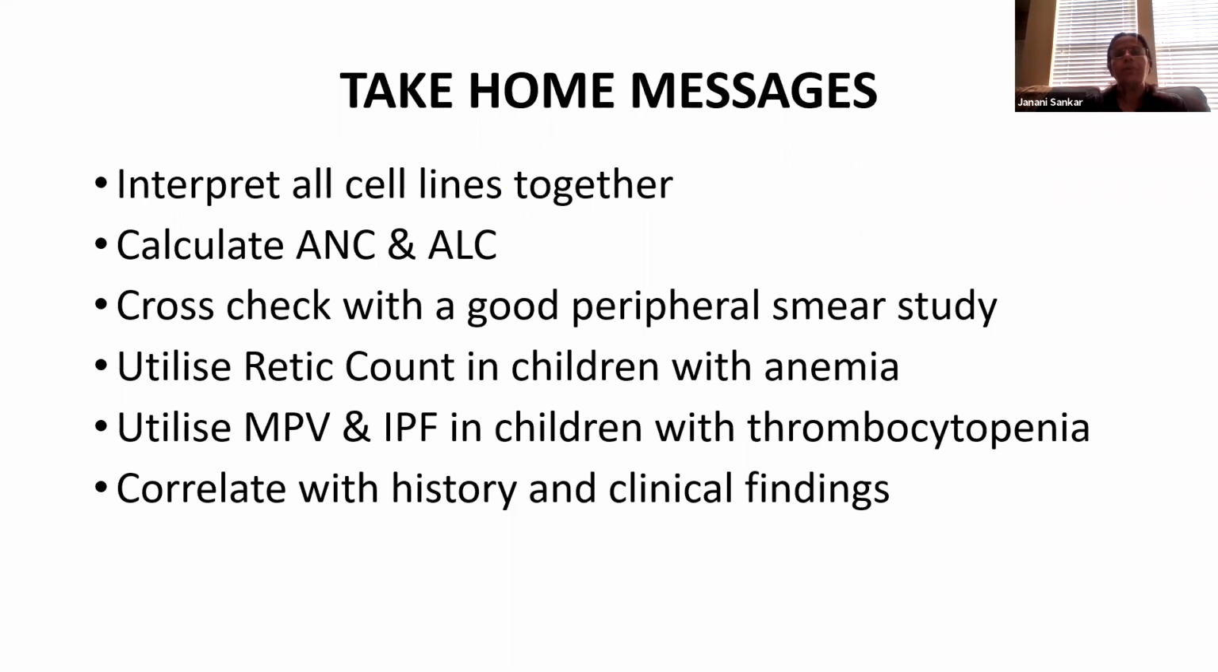ALC, the other condition where you have severe lymphopenia is your SCID, primary immune deficiency. SCID is one condition, your child presents very sick with recurrent infections and prolonged fever, and you have a lymphocyte count that is very low. Think of SCID and order for a flow cytometry. Cross-check with a good peripheral smear study. Never dilute the importance of a peripheral smear study.